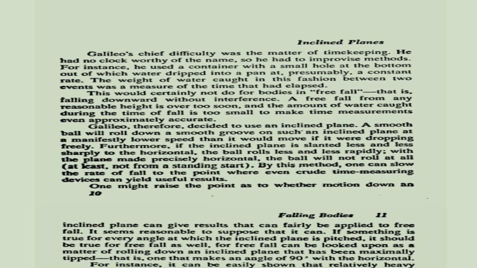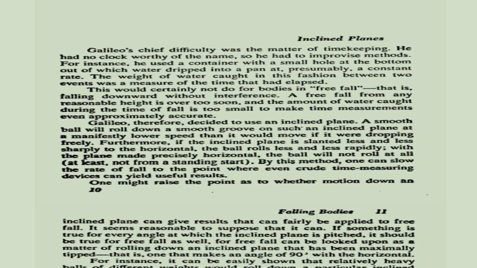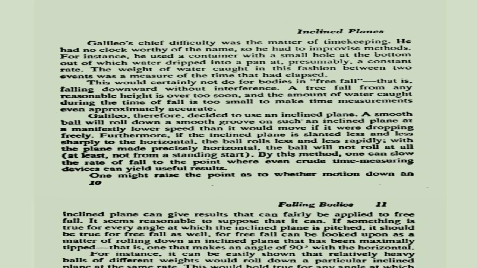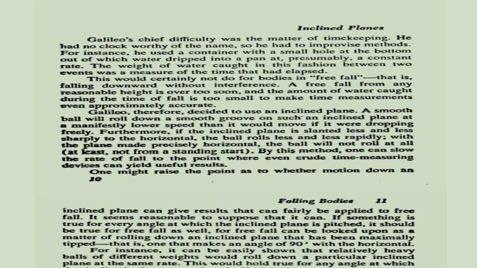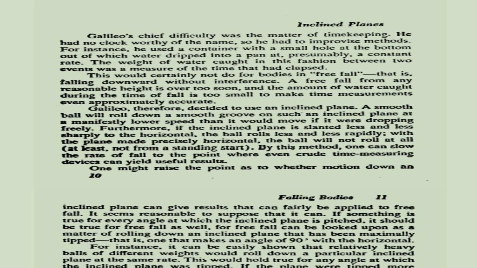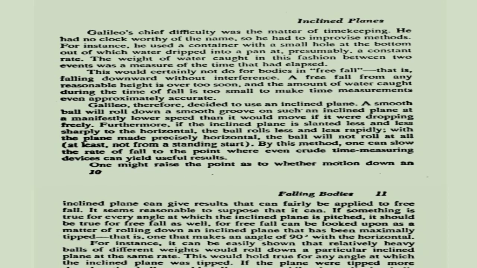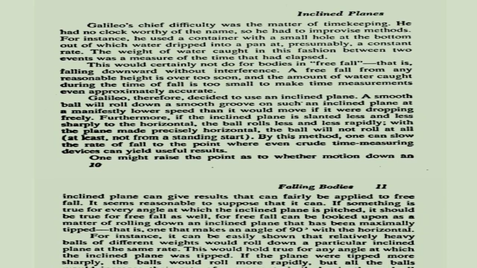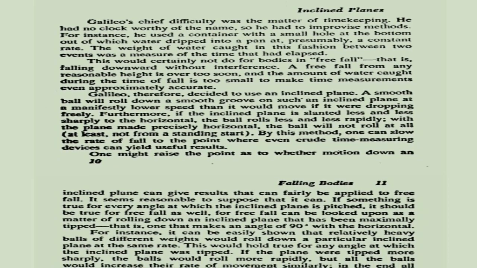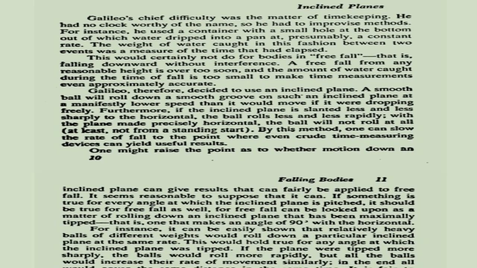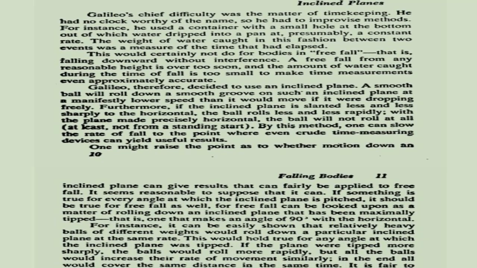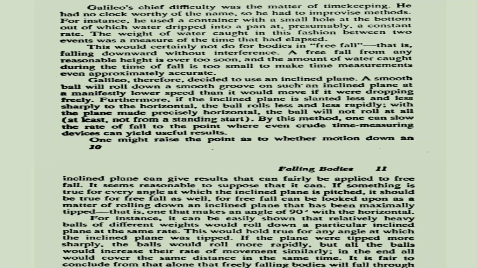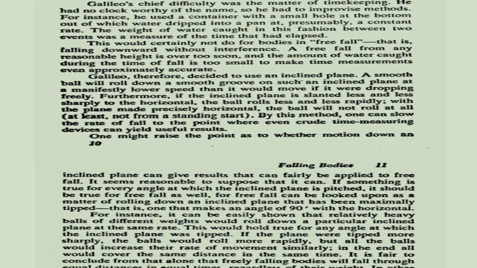A smooth ball will roll down a smooth groove on such an inclined plane at a manifestly lower speed than it would move if it were dropping freely. Furthermore, if the inclined plane is slanted less and less sharply to the horizontal, the ball rolls less and less rapidly. With the plane made precisely horizontal, the ball will not roll at all, at least not from a standing start. By this method, one can slow the rate of fall to the point where even crude time-measuring devices can yield useful results.